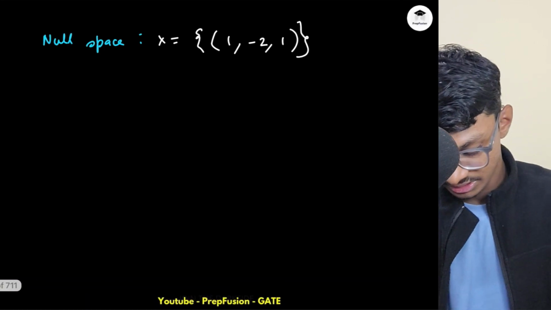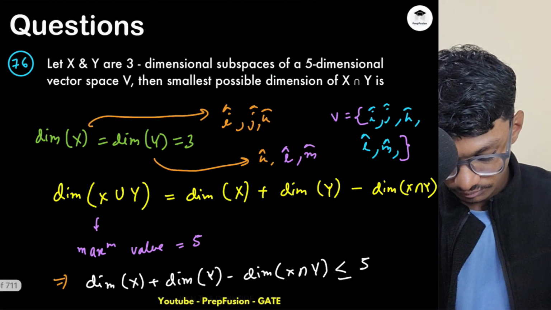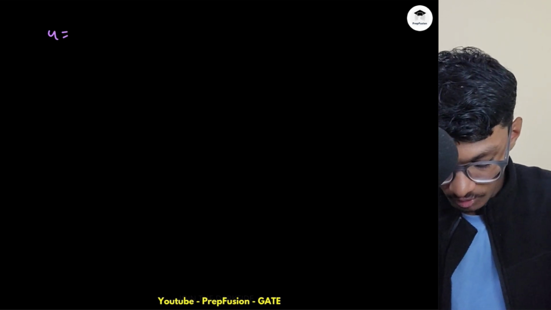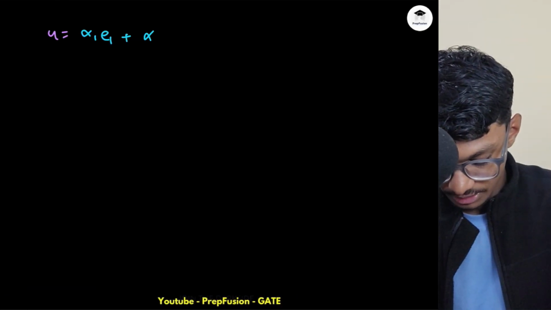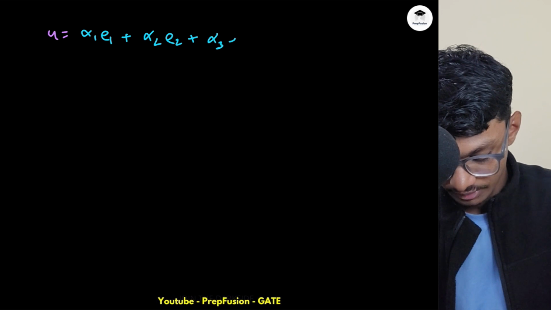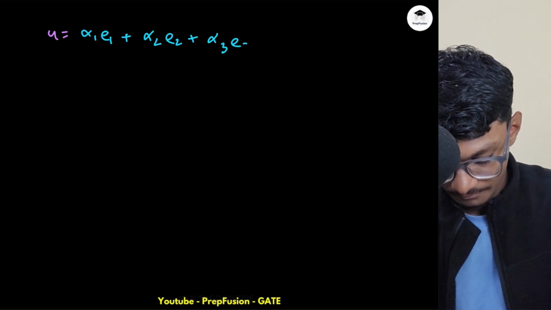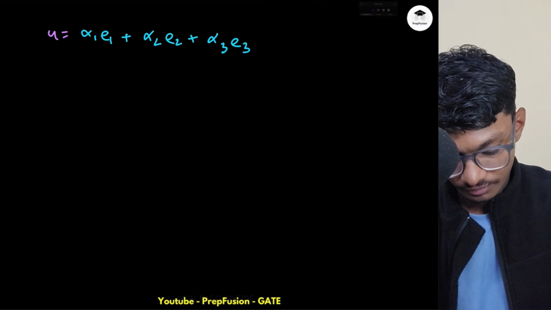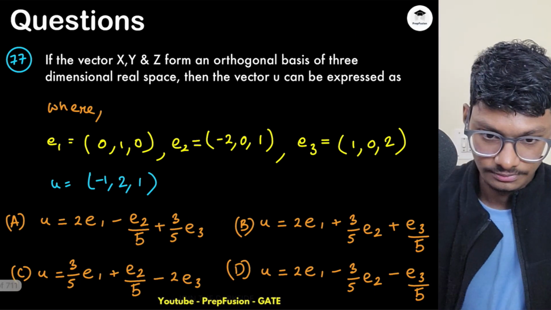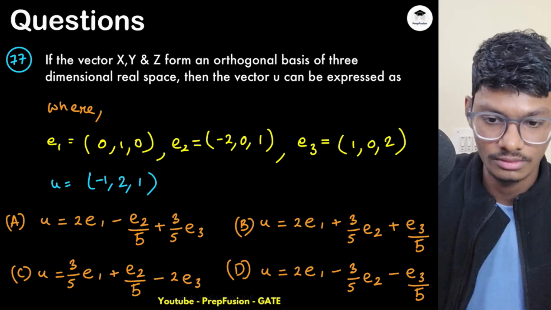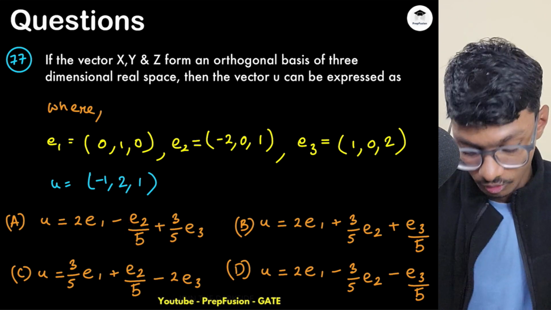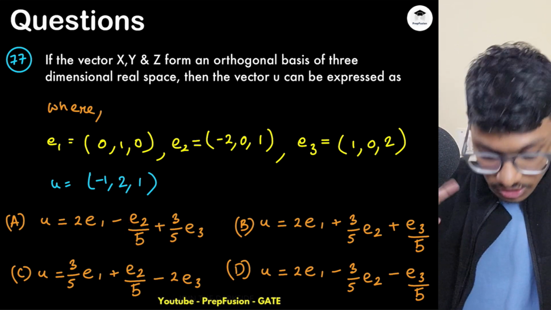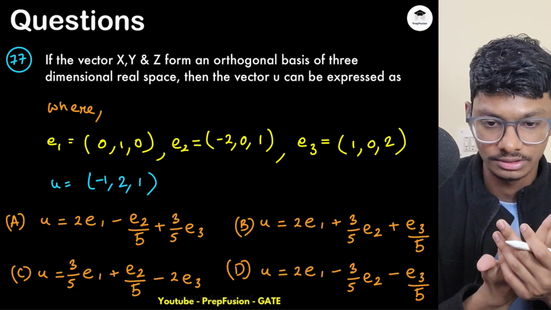So basically, what is this asking? It is asking that I will write my u in terms of a linear combination, alpha 1 e1 plus alpha 2 e2 plus alpha 3 e3. Sorry, I was lost in some other thing. We have to find the linear combination. So how will you do that?